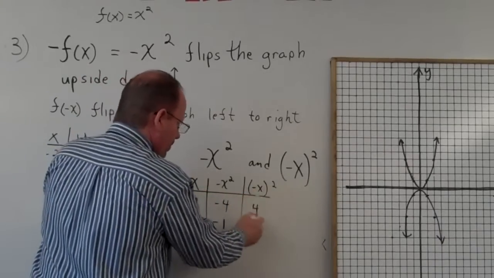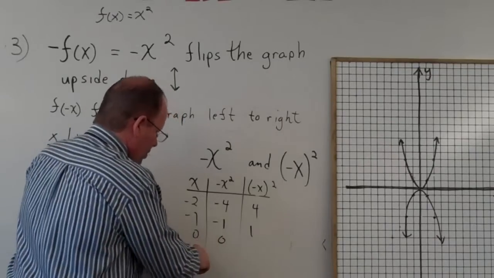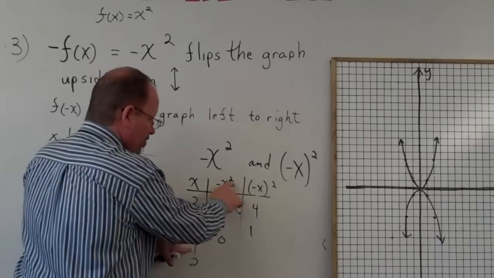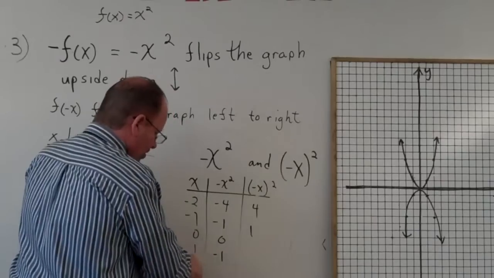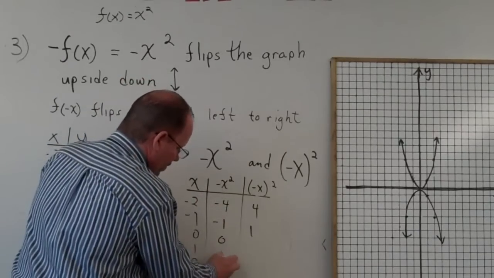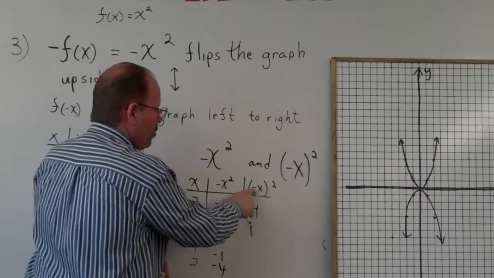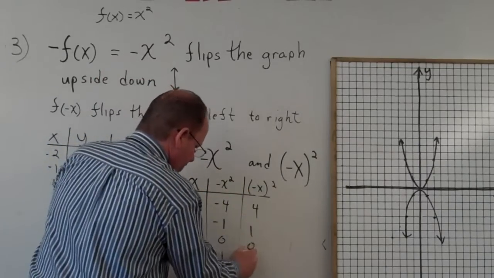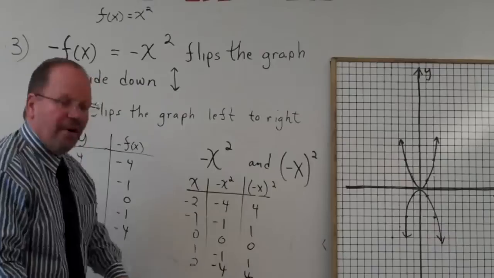Whereas here, the negative disappears. Here, positive 1 squared is 1, and then put a negative in front of it. Positive 2 squared is 4, and then put a negative in front of it. See, this negative is the last thing you put in here, whereas here, it's incorporated in the first part. All of the signs are different.